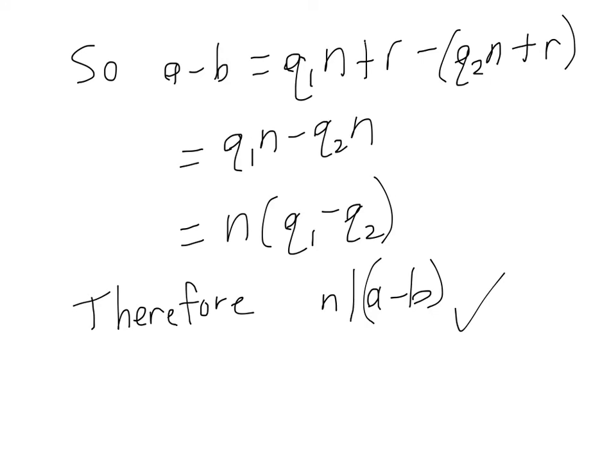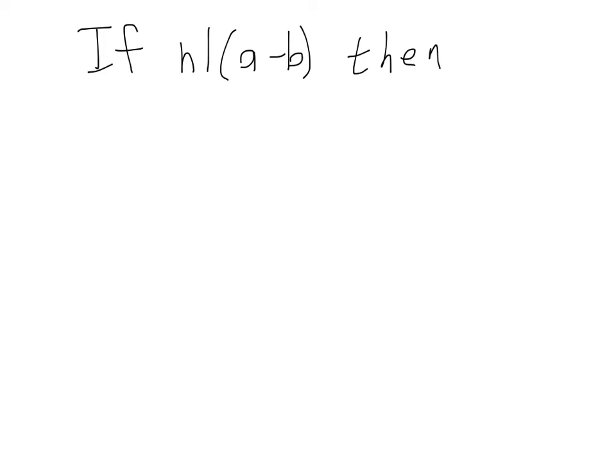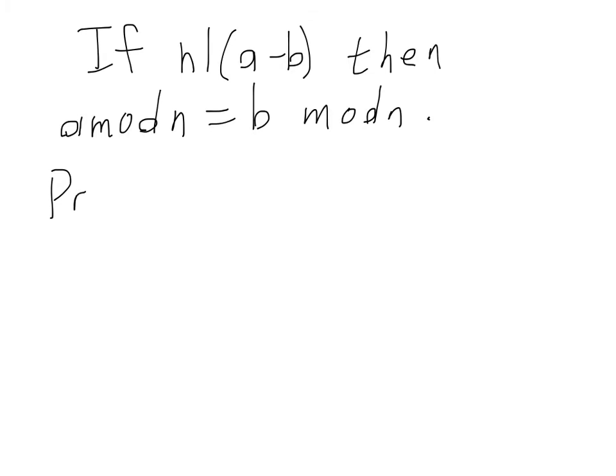So we've proven what I call the forward implication. If the thing on the left-hand side is equal, then the thing on the right-hand side. All right, so now I want to prove the reverse implication. If n divides a minus b, then a mod n equals b mod n. So we're going to give a direct proof.